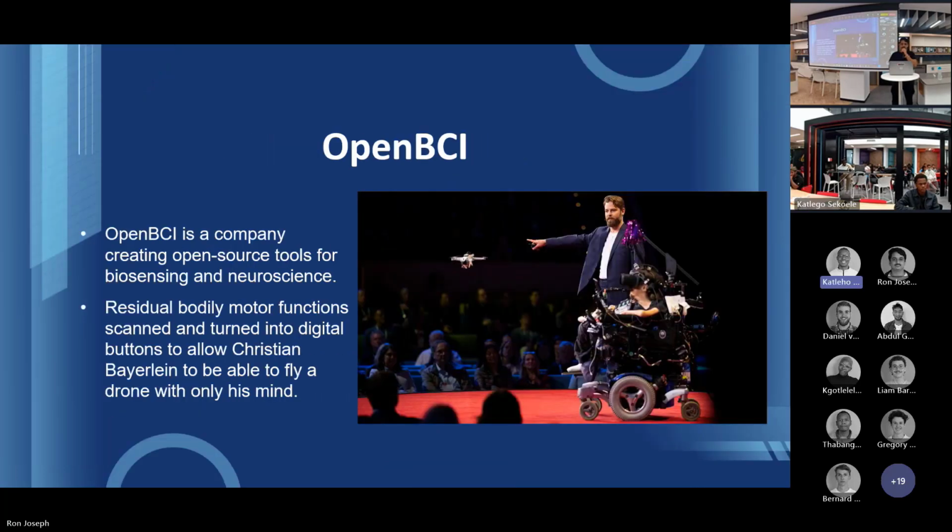OpenBCI is one such company making use of brain-computer interfaces. In their demonstration in 2023, they showed the capabilities of their BCI system. Christian Balin, who suffers from severe muscular dystrophy, was able to fly a drone using a VR headset equipped with OpenBCI's technology. The technology used an EEG that detected the brainwaves and used a BCI to interact with the drone.